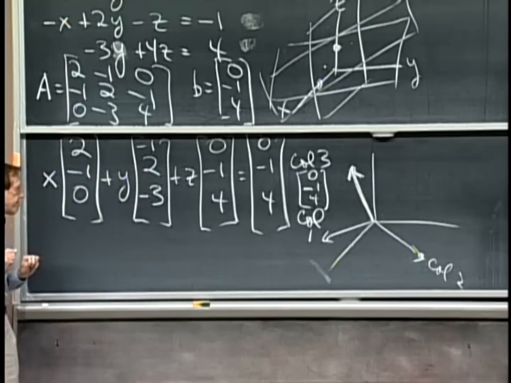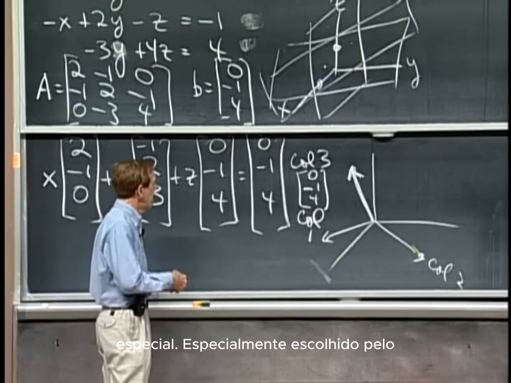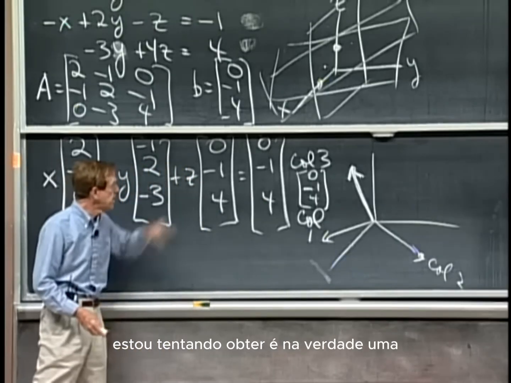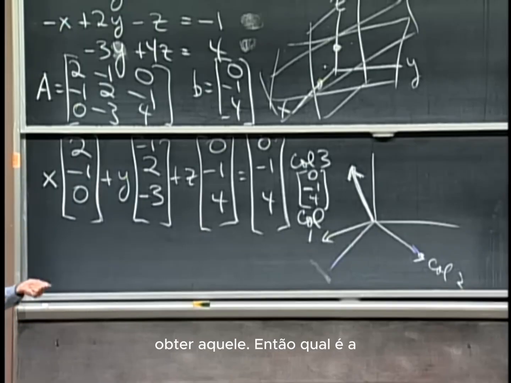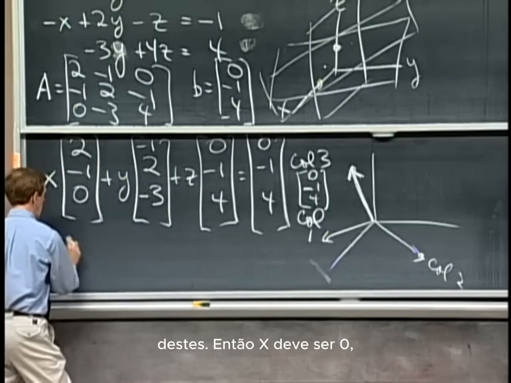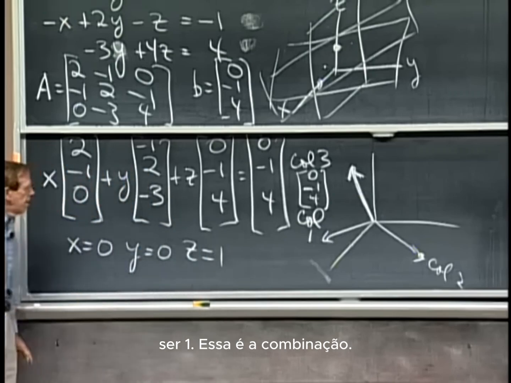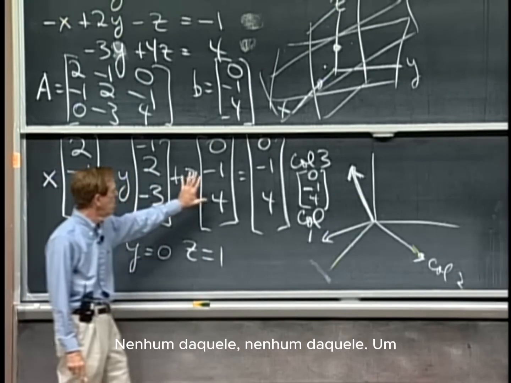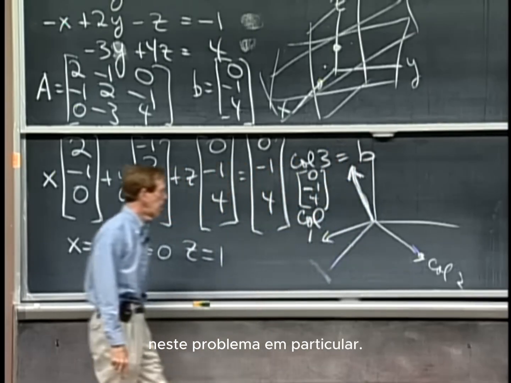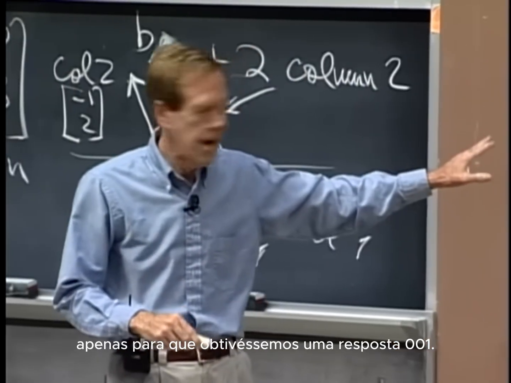Well, you can see what the right combination is, because in this special problem, specially chosen by the lecturer, that right-hand side that I'm trying to get is actually one of these columns. So I know how to get that one. So what's the solution? What combination will work? I just want one of these and none of these. So x should be 0, y should be 0, and z should be 1. That's the combination. None of that. One of those is obviously the right one. So this column 3 is actually the same as B in this particular problem. I made it work that way just so we would get an answer, 0, 0, 1.